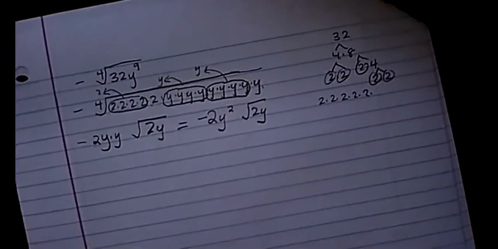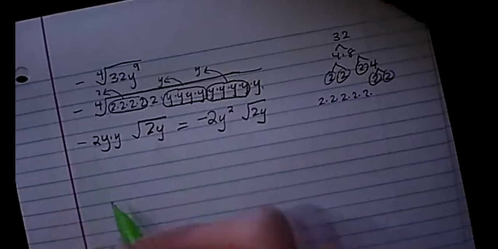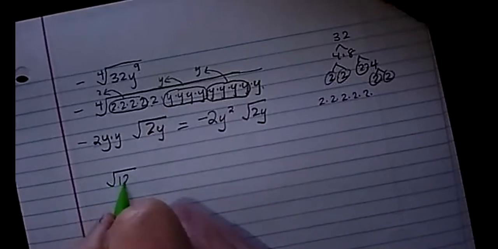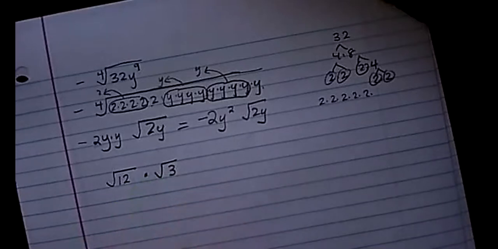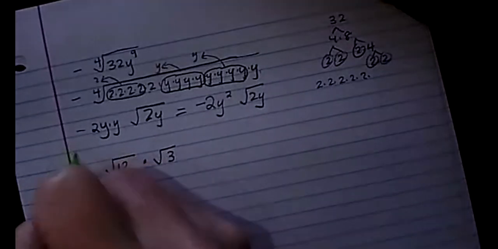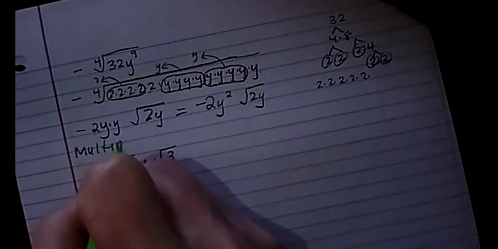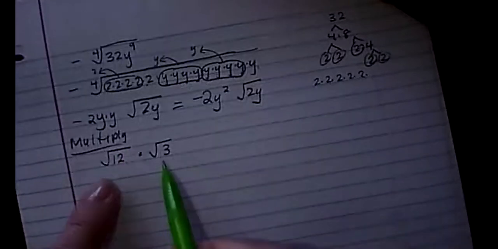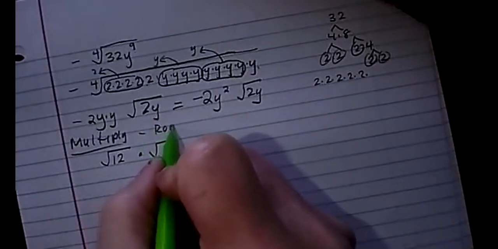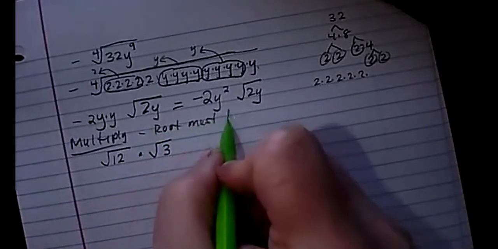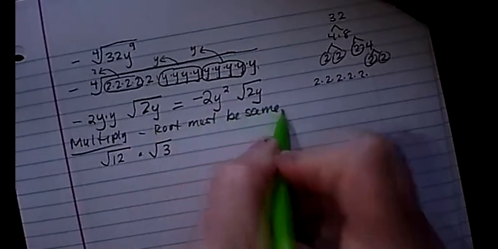All right, now I want to show you just a couple things where this kind of gets into play, where you're going to see this. So if we have something like this, now we're going to multiply radicals. You can multiply any kind of radical as long as their root is the same. So their root must be the same. Otherwise you can't do it.